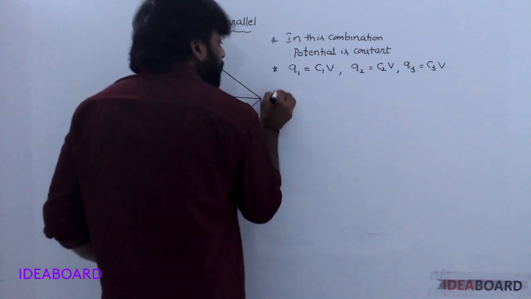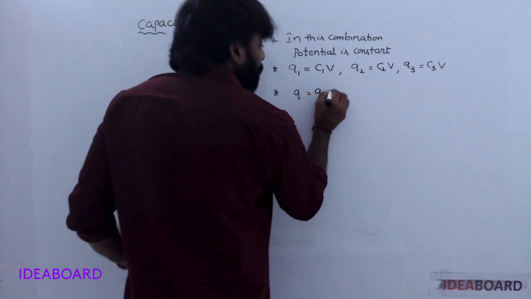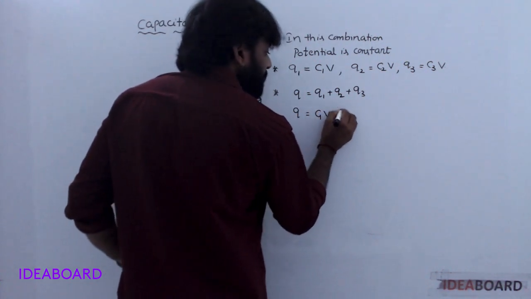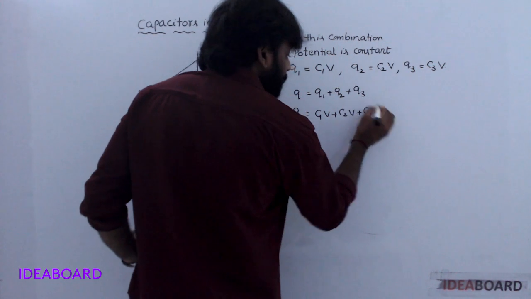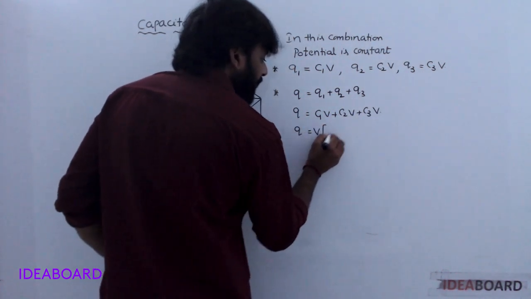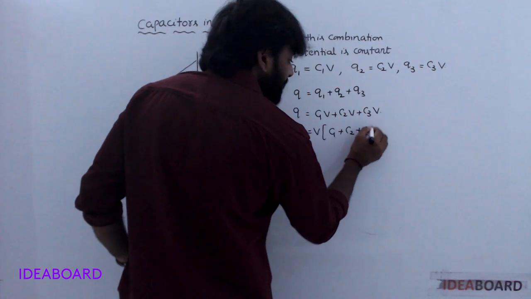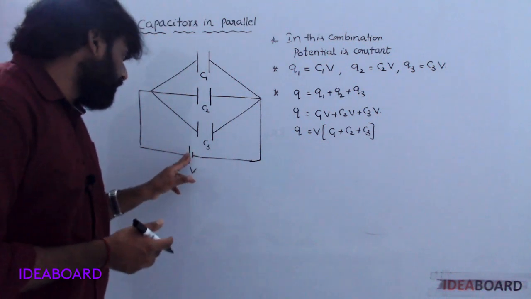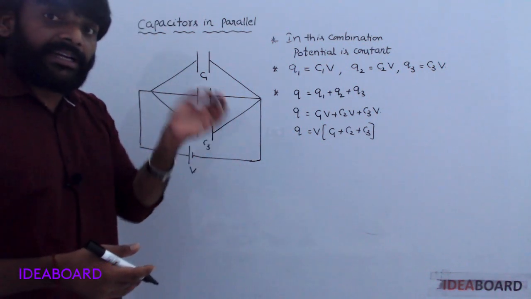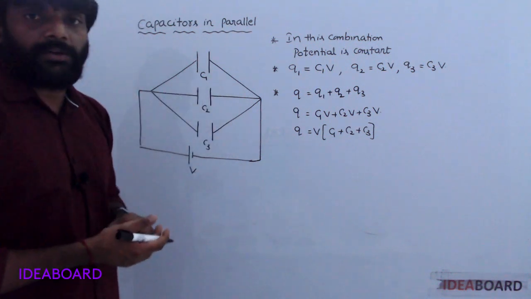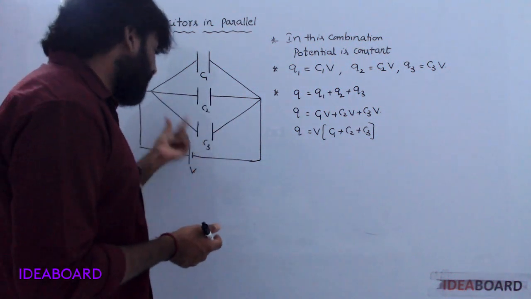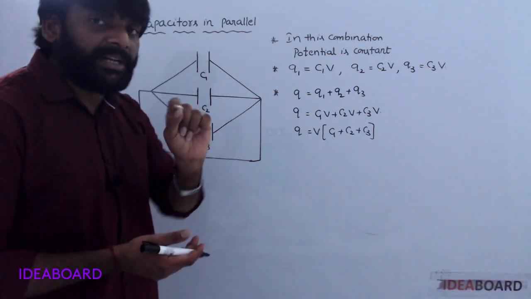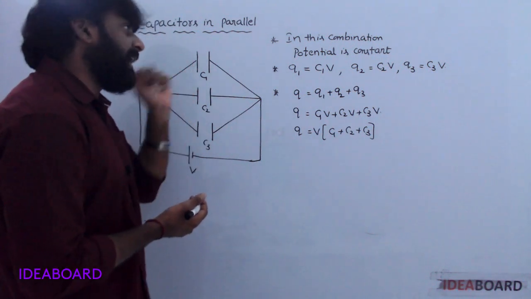Okay. Now total charge is equal to Q1 plus Q2 plus Q3. Q is equal to C1V plus C2V plus C3V. Q is equal to V common, C1 plus C2 plus C3. Same source is connected to a single capacitor, and that capacitor draws the same charge. The capacitance of that capacitor is nothing but the equivalent capacitance of the parallel combination.